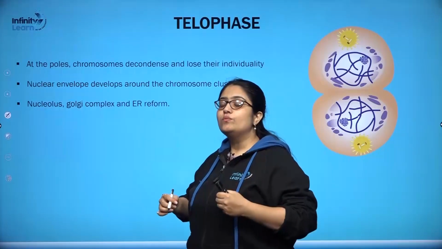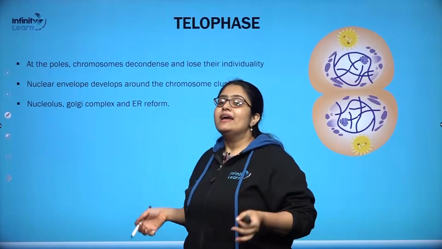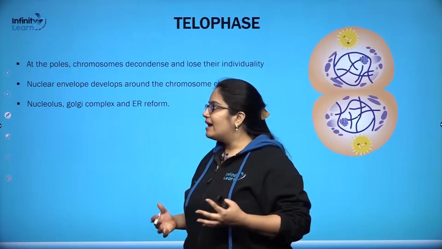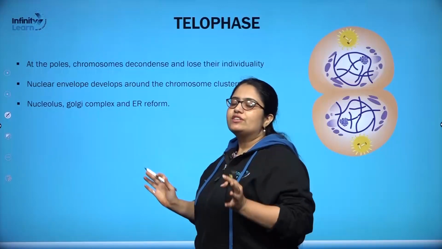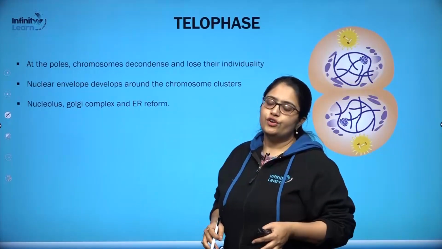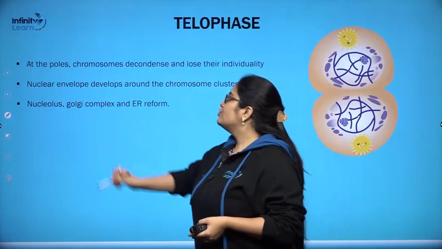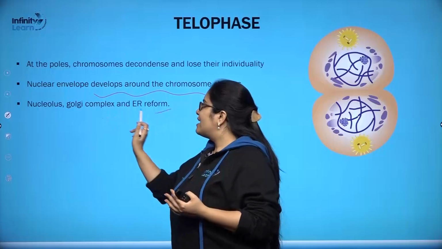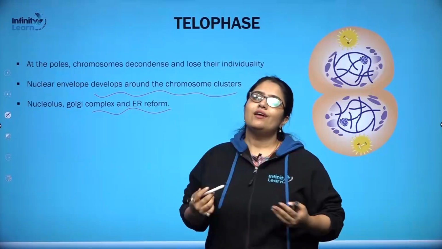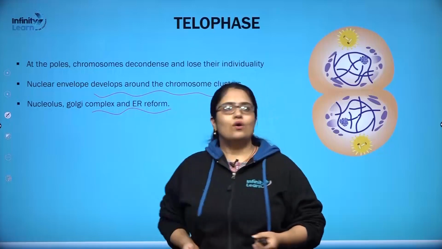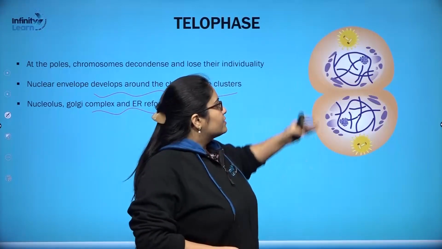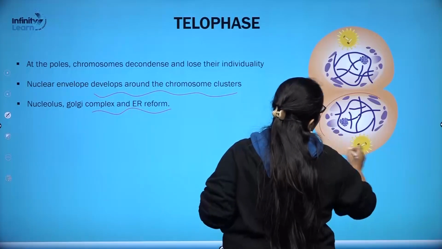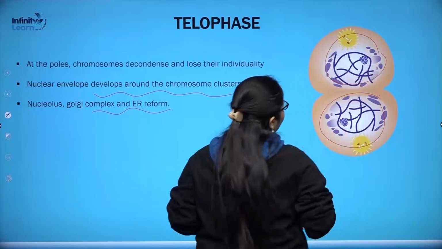Now at the poles, the chromosomes will lose their identity by getting decondensed. They will convert back into chromatin, my dear students, and on the clusters of this chromatin material there will be formation of nuclear envelope, right? So nuclear envelope develops around the chromosomal clusters, and nucleolus, Golgi complex, ER will reform. This is how a cell looks in a telophase. So you can see formation of two daughter nuclei. This is one daughter nucleus, this is another daughter nucleus.